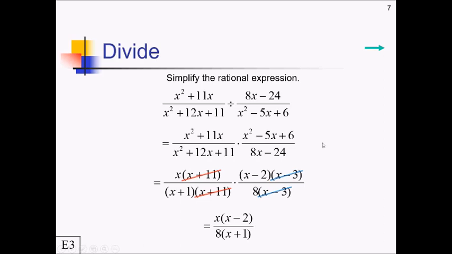So that's it for this one. I'm pretty sure if multiplication were a sport, you guys would be the champs in your division.